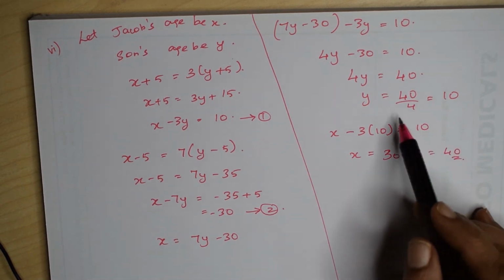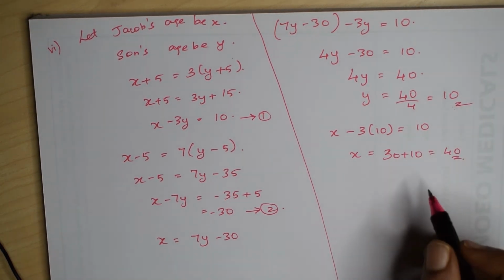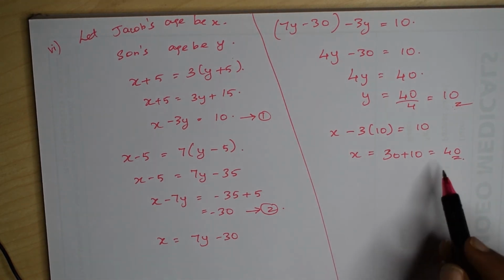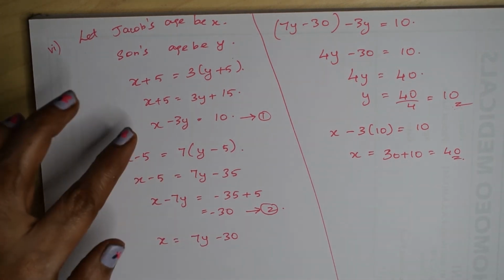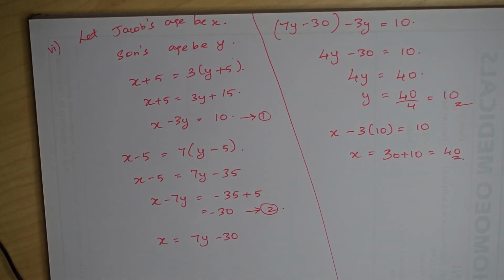So I find the value of y is equal to 10, and I substitute that in the first equation, and I find the value of x, Jacob's age, to be 40, and the son's age to be 10. I can substitute the values in any of the equations and see whether what we have found is correct or wrong. Okay, this is how we do the statement sums. Please take care while making the equation. If you take care about making the equation, automatically whatever method you follow, we will get the correct answer. Okay, that's it.